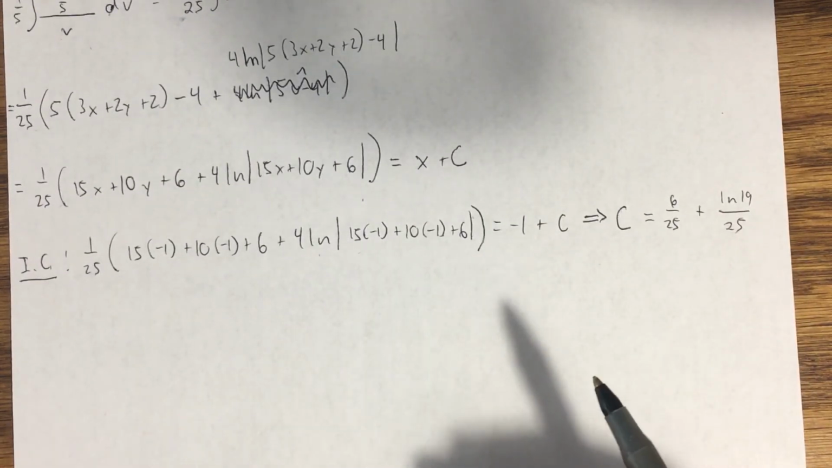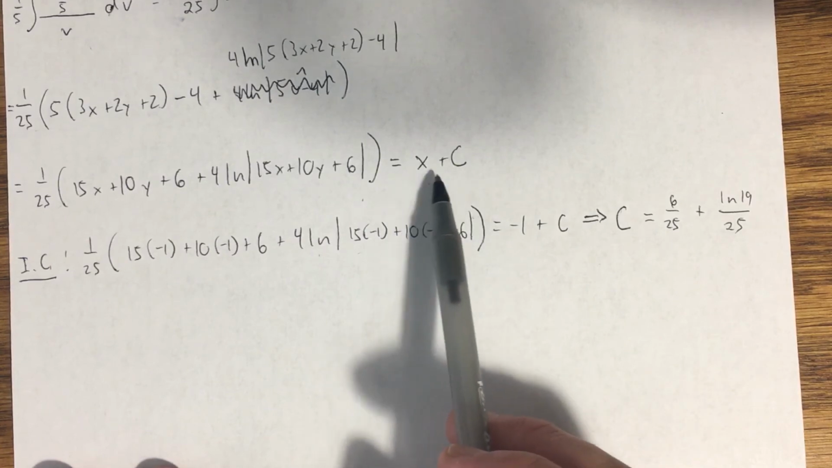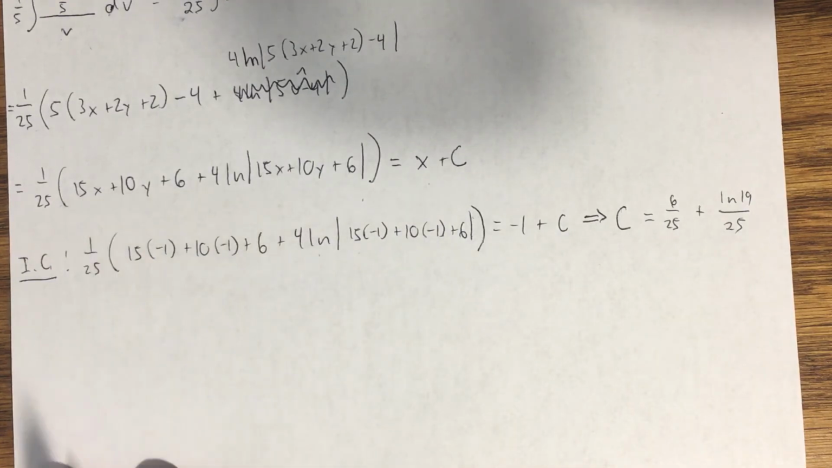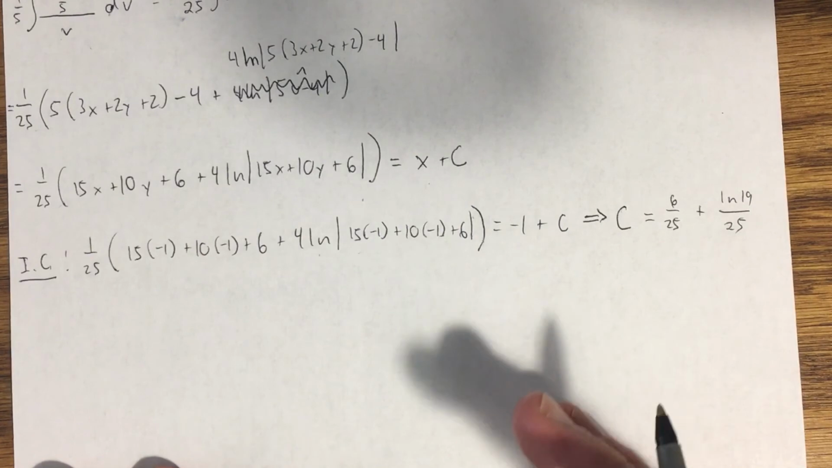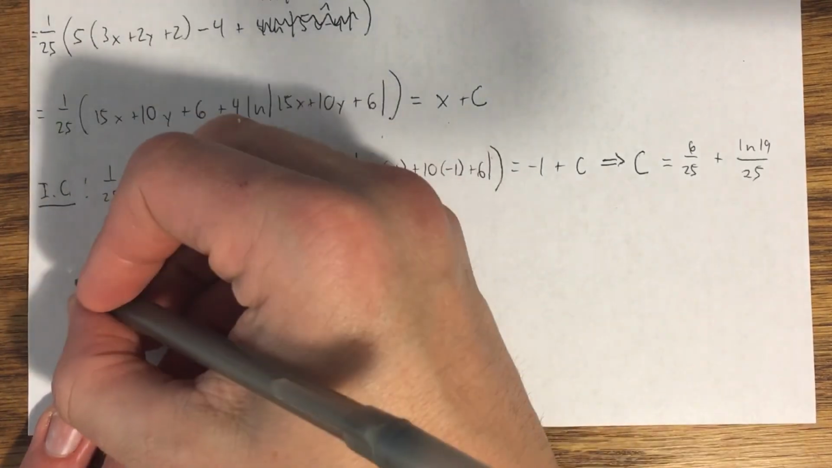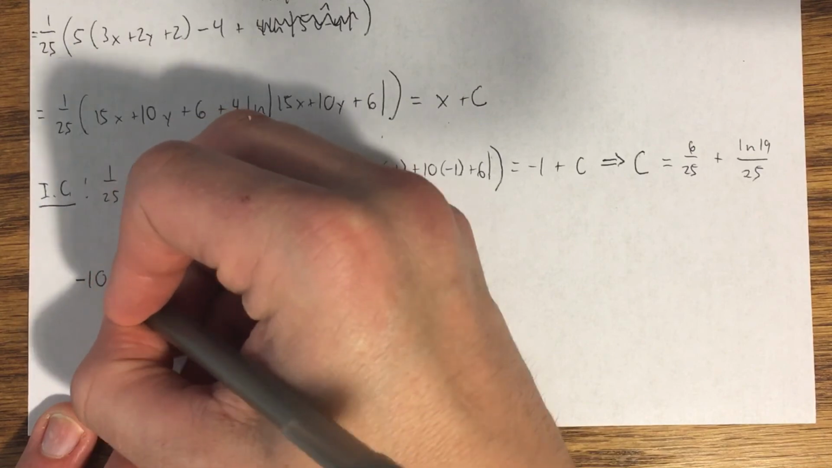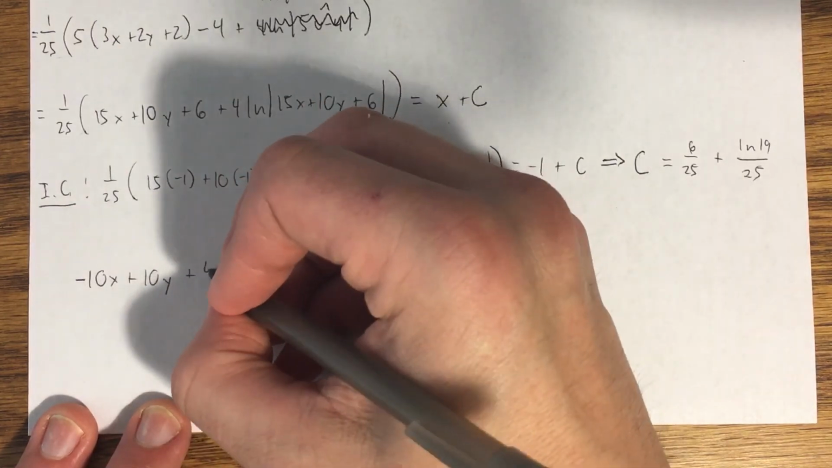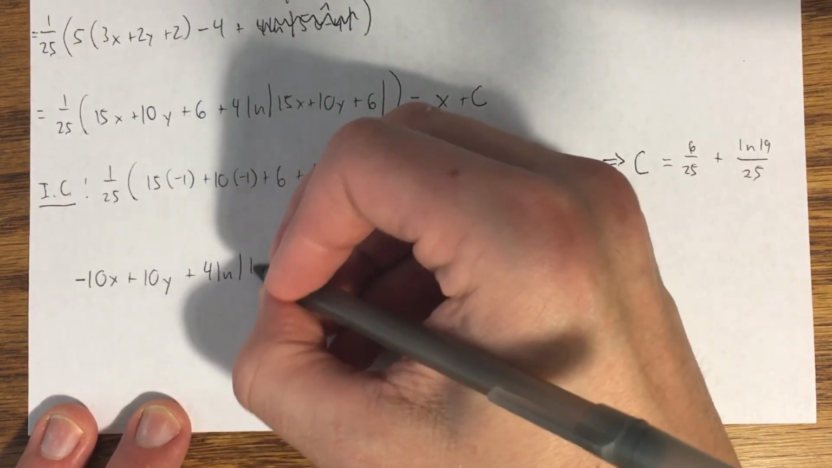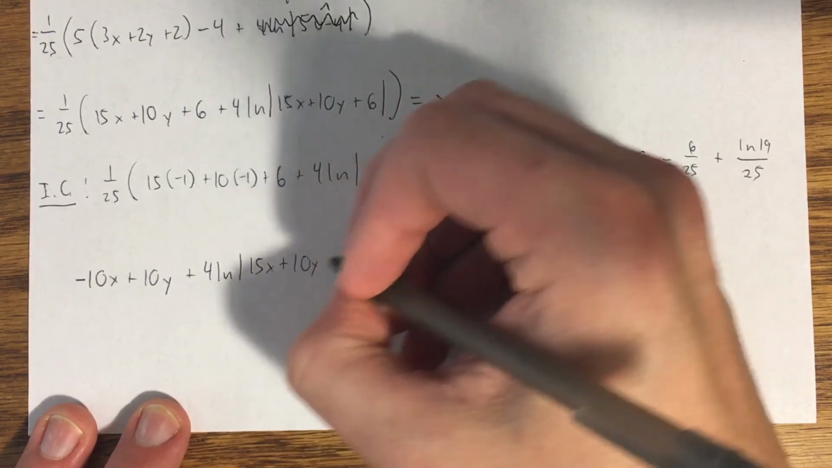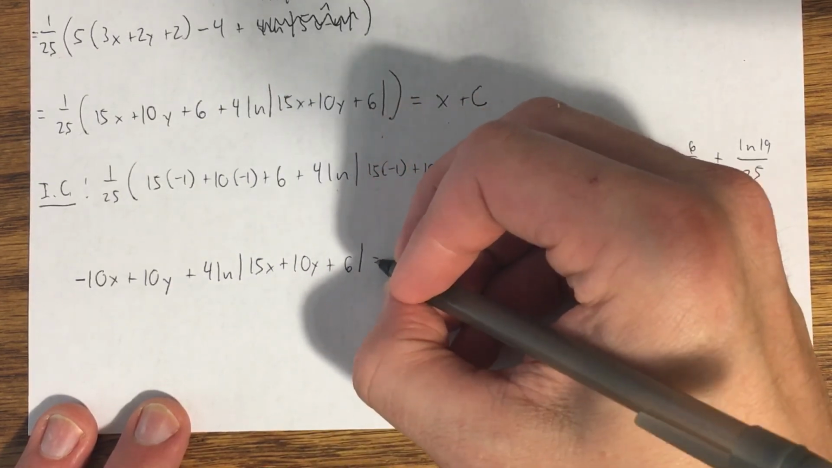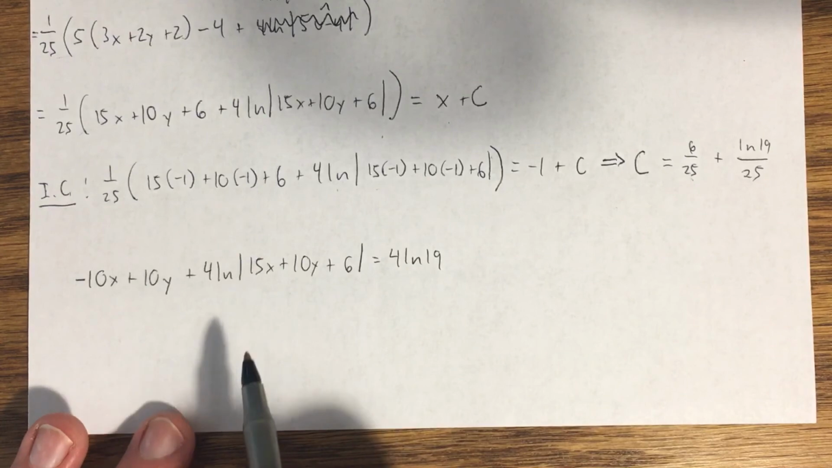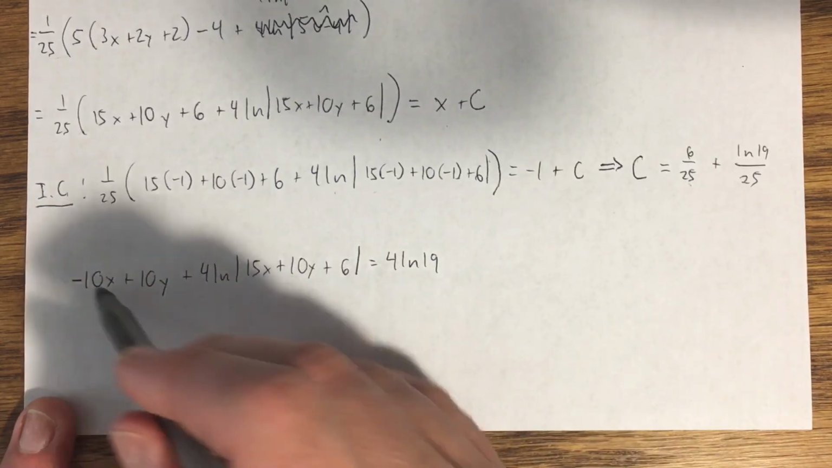So if I plug that in for my c, and then also if I were to distribute this 1/25 in here, subtract that x over to combine it with the x over here, after a lot of algebra and whatnot, we end up with this as our solution. -10x plus 10y plus 4 natural log, the absolute value of 15x plus 10y plus 6 equals 4 natural log of 19. So we cleared denominators here, and we combined a lot of like terms and all that fun stuff. We should have ended up with something that looked like this.